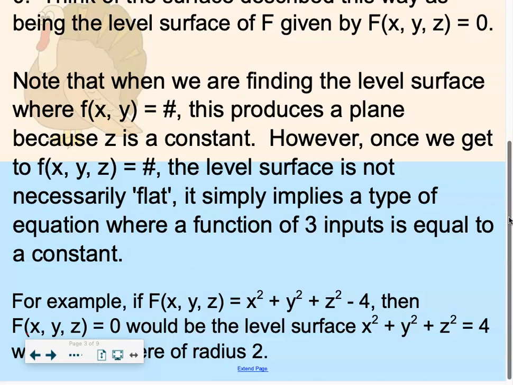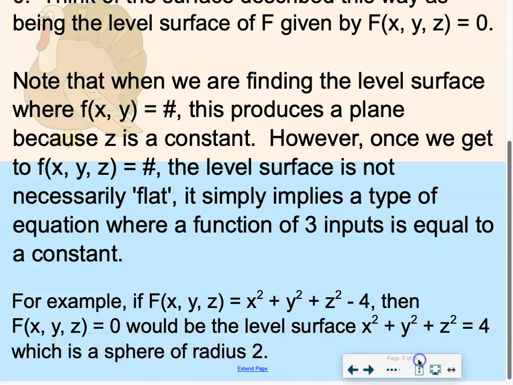So for example, f of x, y, z equals x squared plus y squared plus z squared minus 4. If you were to set that equal to 0, then your equation would be x squared plus y squared plus z squared equals 4, which is just a sphere of radius 2. So just because you have your equation equal to a constant doesn't mean it's flat. Once you're in 3 variables, you get anything, so it's called a surface equation.